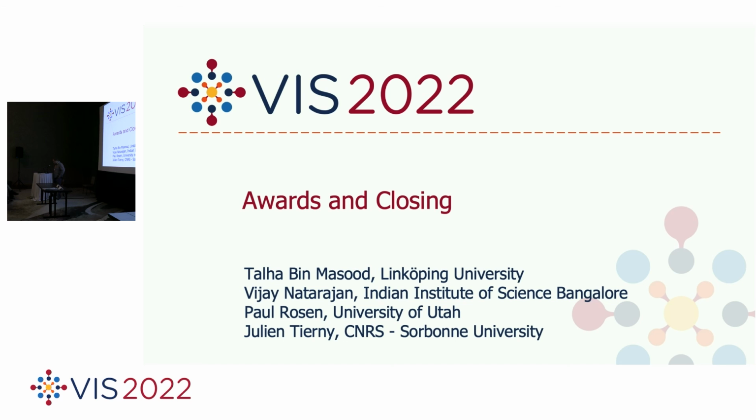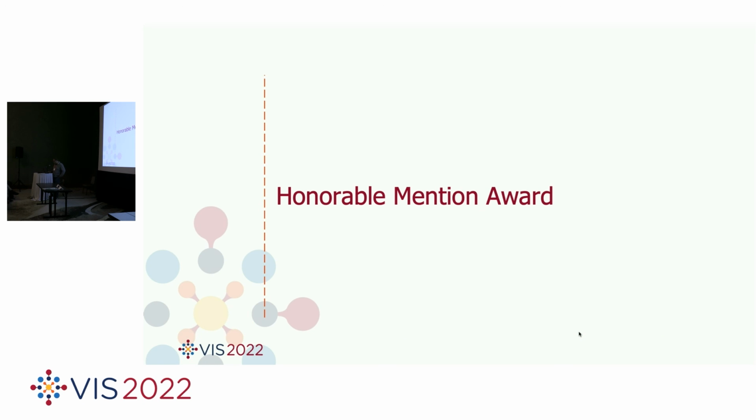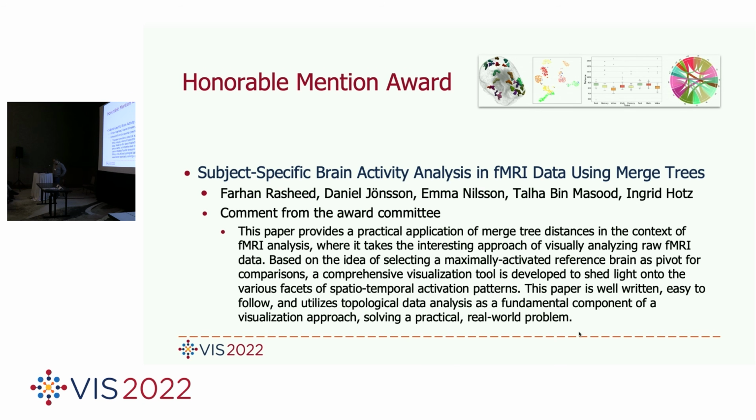I have the honor of doing the best part, which is doing the awards. For best papers, we had a committee of 3 members. We handed the committee the top ranked papers by our IPC, and they came up with 2 honorable mentions and a best paper. So I will jump right into it because we're already at 5 o'clock. First, our first honorable mention is for a subject-specific brain activity analysis in fMRI data using merge trees. And if one or more of the authors would like to come up, we have certificates for you.